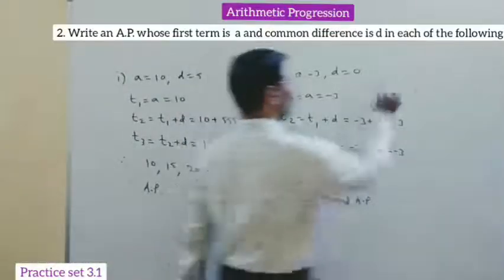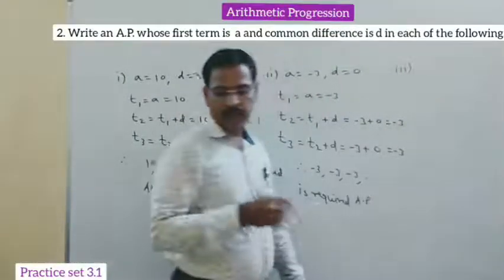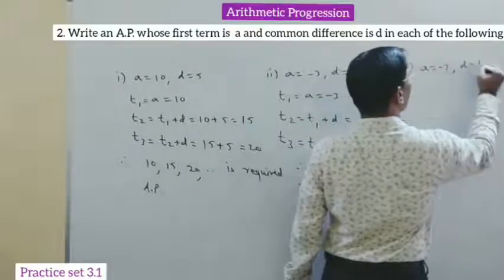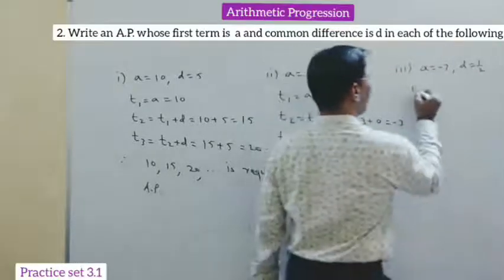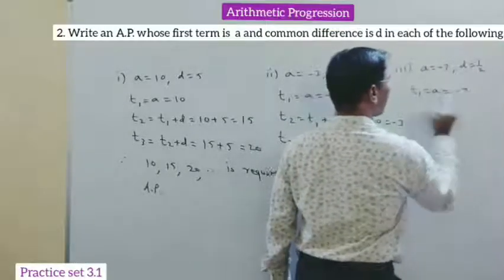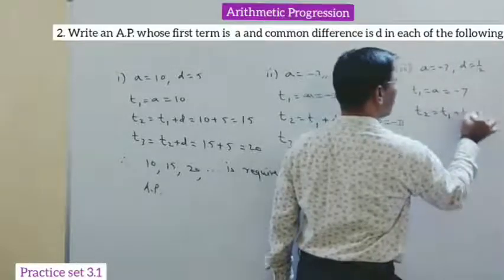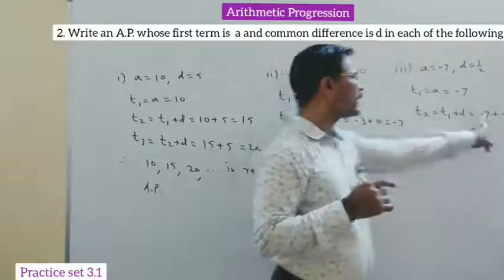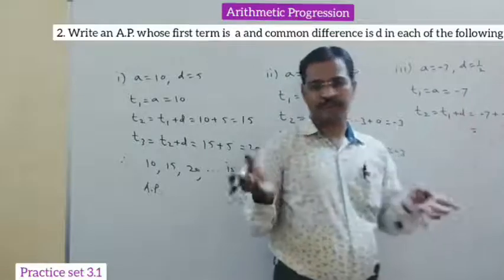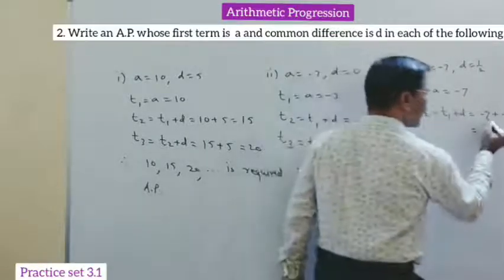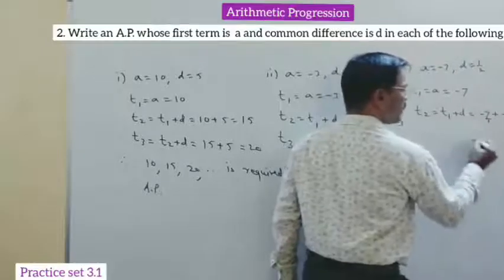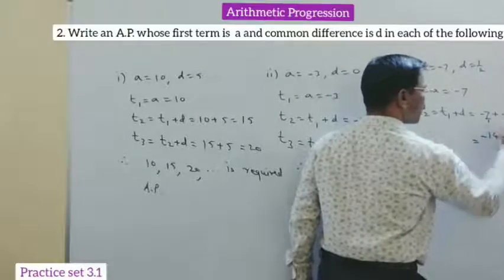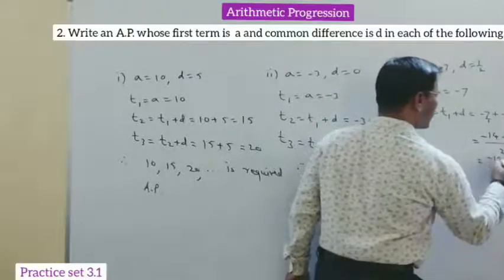Yes, one more. See here, A is equal to minus 7, D is equal to half. Okay, see first. T1, that is A, is equal to minus 7. T2 is T1 plus D. T1 is minus 7, D is half. Look friends, now minus 7 plus half. Just try to simplify. What do you get here? 7 2s are 14, and plus 1 1 is 1, so 1 upon 2. How much? Minus 13 by 2.